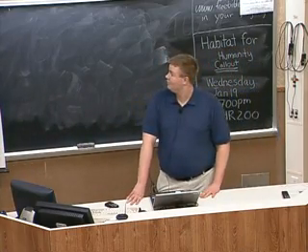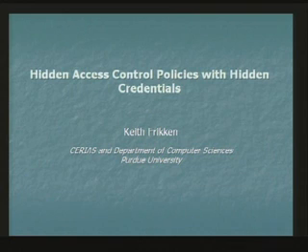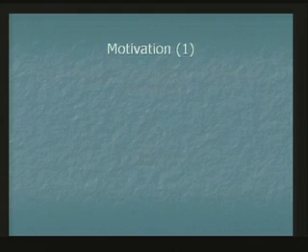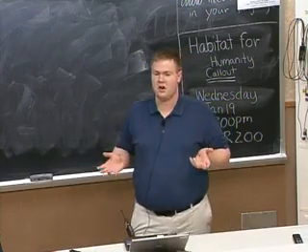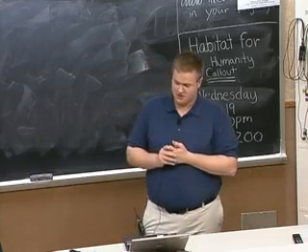I'd like to welcome everyone to my talk on hidden access control policies with hidden credentials. If at any time you'd like to ask a question, just let me know. Feel free to interrupt me at any time. The motivation for this work is that in traditional access control models, where someone requests an object, the decision to give access is usually based on the identity of the requester. The problem with this, in an environment like the internet, is that the requester and the resource owner may be in different security domains, so having an identity doesn't make a lot of sense.